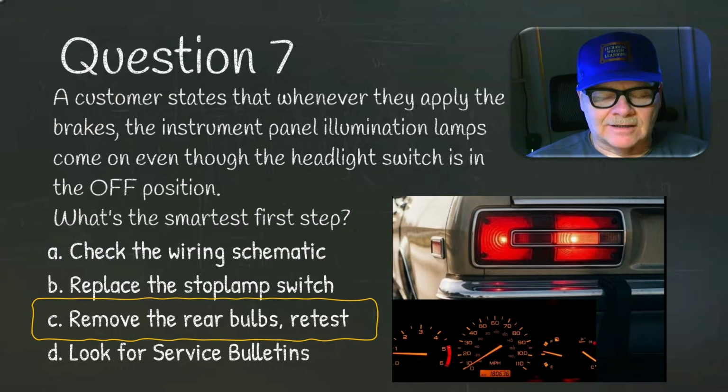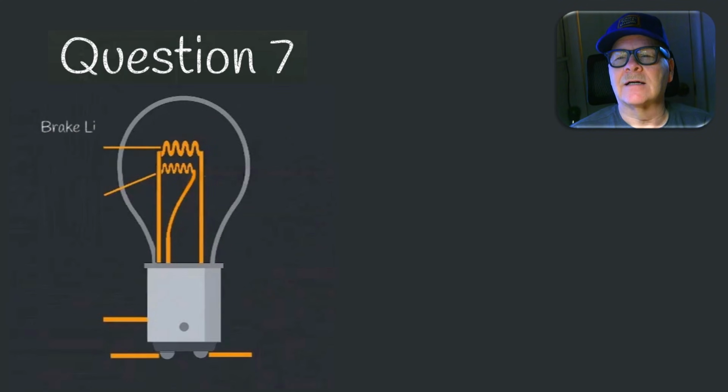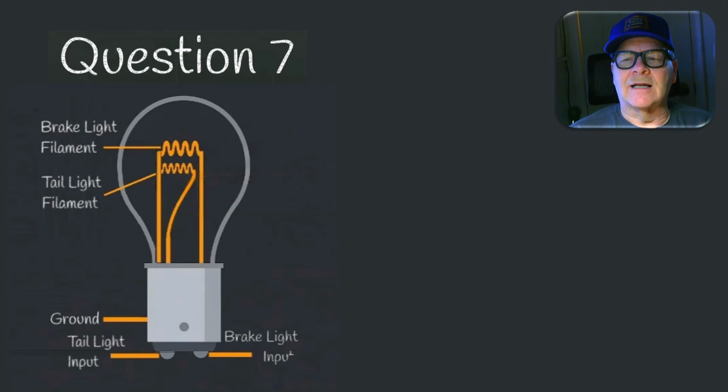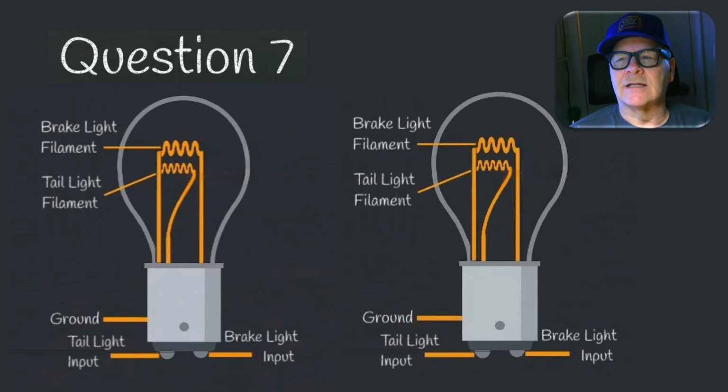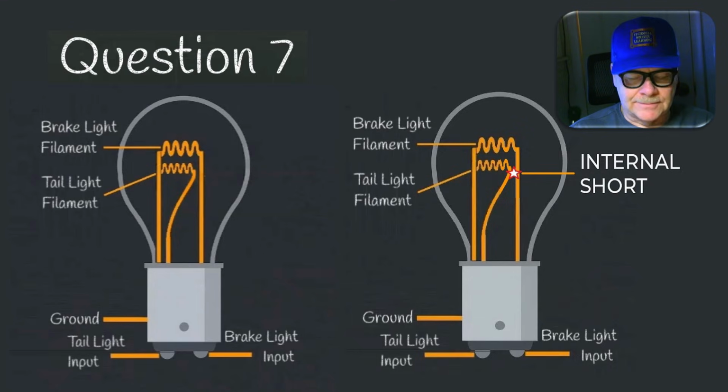Sometimes you can look at it and tell, but let's look at what that looks like. All right, this is brake light filament, tail light filament, ground, tail light, and I got one of these old kind of bulbs to illustrate this. An internal short right here will cause that to happen. And I have seen this on several occasions. I've talked about it in a previous video too.